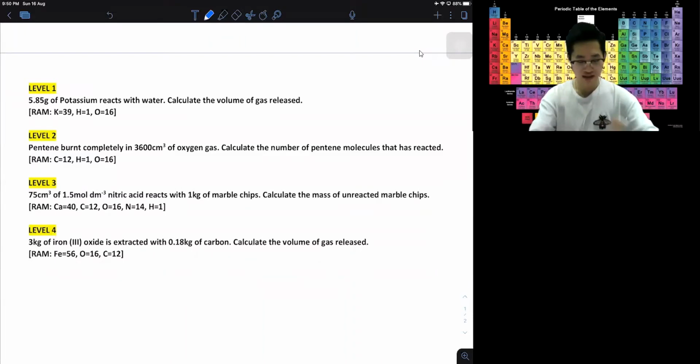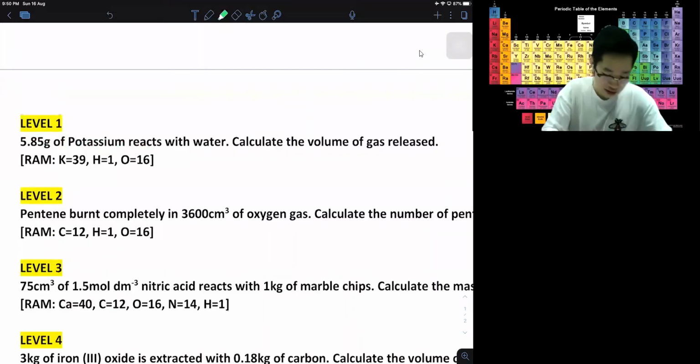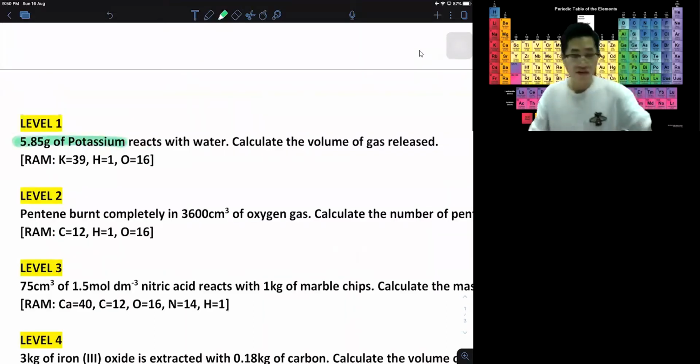So let's see. 5.85 grams of potassium reacts with water. Calculate the volume of gas release. Are they talking about the same substance? Is this a normal question?